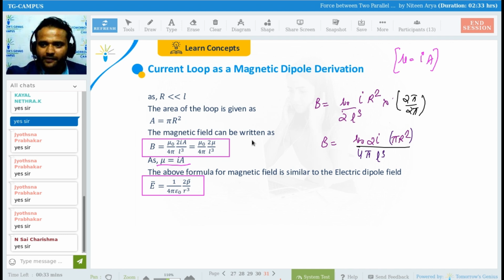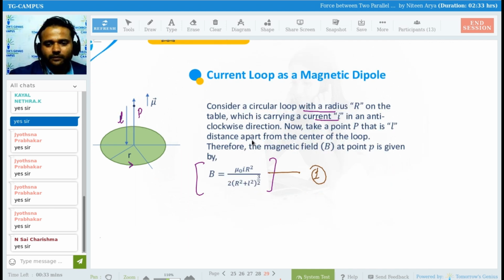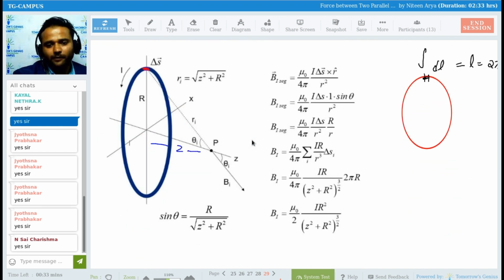From the previous thing, I repeat everything. This one is your first equation. We have this particular loop. For this loop, we are going to find the magnetic field at this particular point P, which is L length away. So this is your formula. From this formula, in this way we get this.